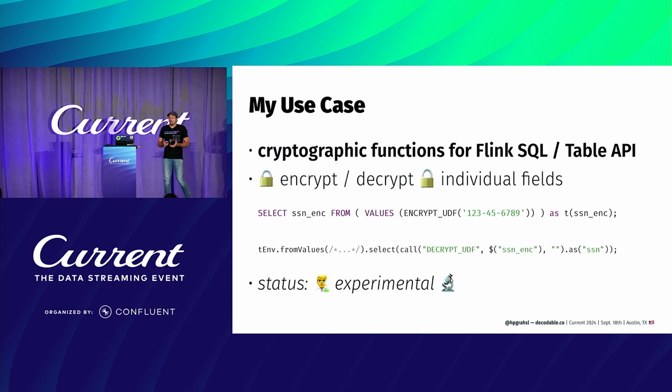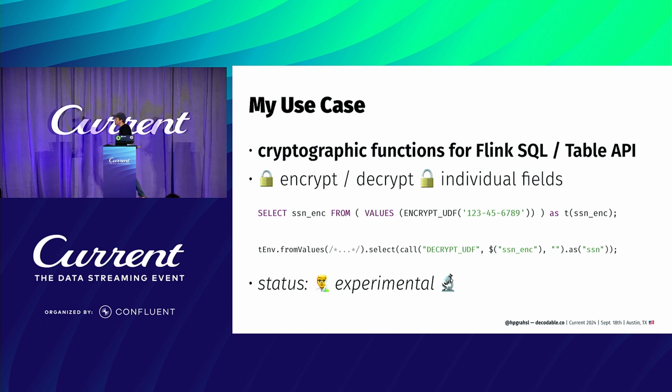And so at some point, I thought it might be useful to have the same cryptographic functionalities available as functions for Flink SQL and Flink's table API, so that you can encrypt and decrypt fields from tables, basically. So we see two simple examples here, a SQL statement that calls that encrypt UDF on some sensitive piece of data, which is a social security number here. And then we see the corresponding decrypt function called from some Java table API code.